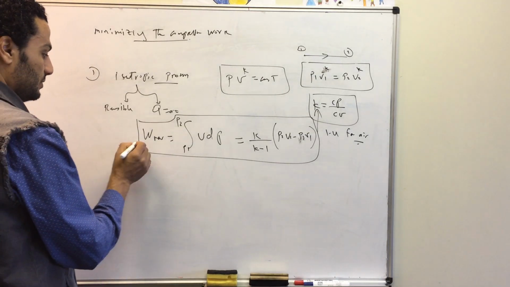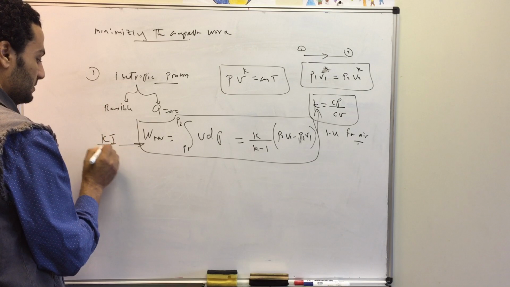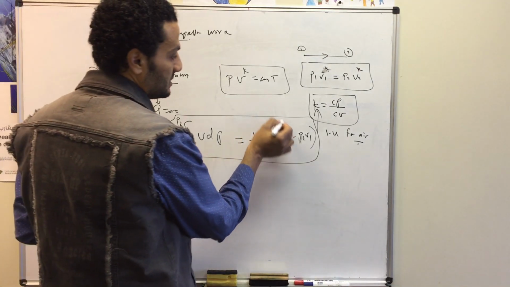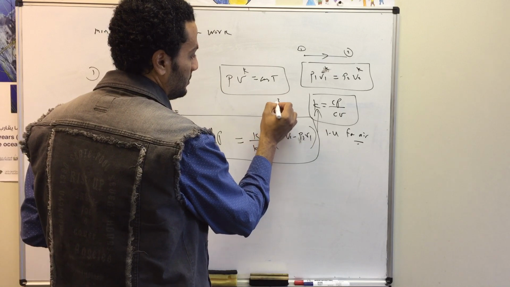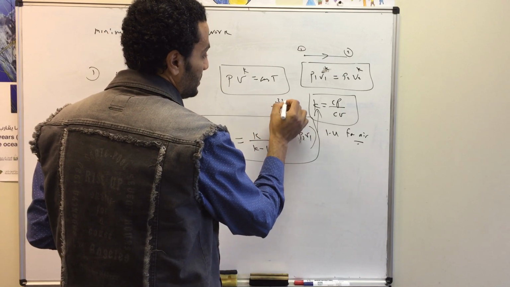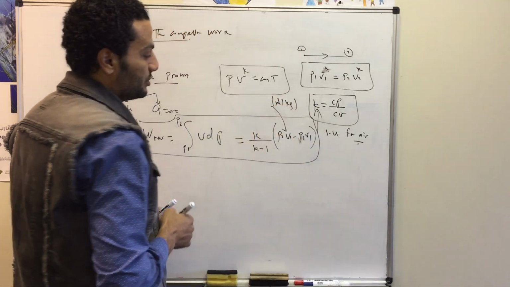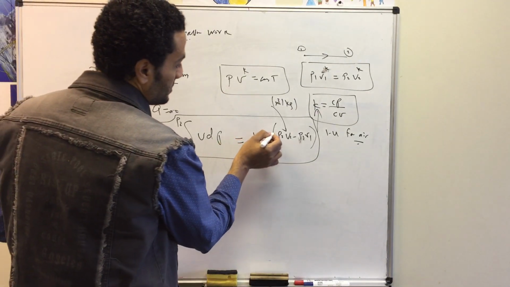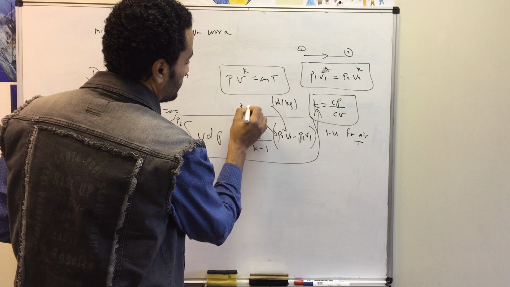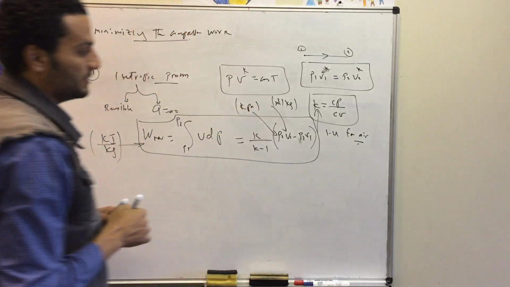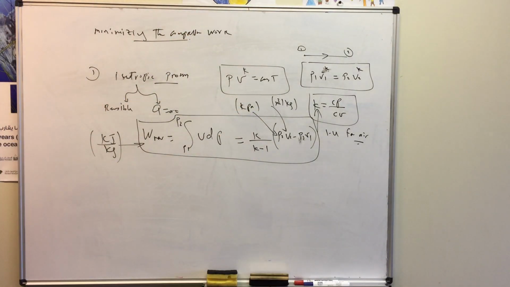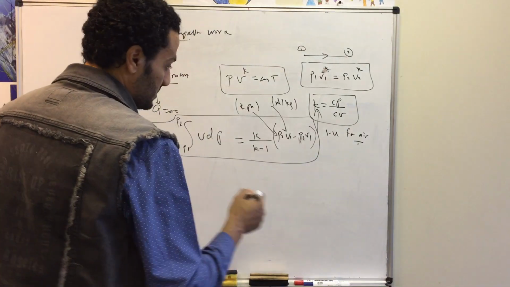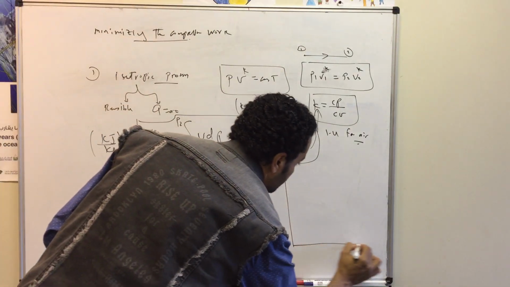This work is the specific work calculated in kilojoules per kilogram, because the specific volume is calculated in cubic meters per kilogram. And for this work to be in kilojoules, the pressure value should be in kilopascals. Okay, this is for an isentropic process. Now let's represent this process on the PV diagram.